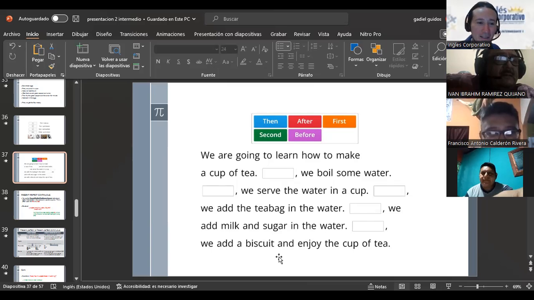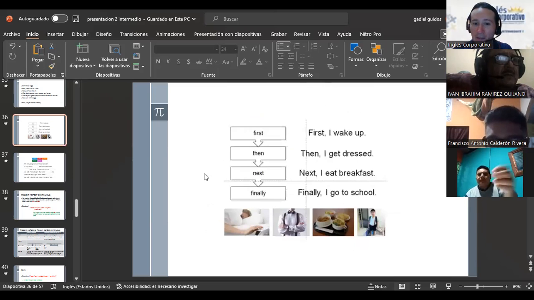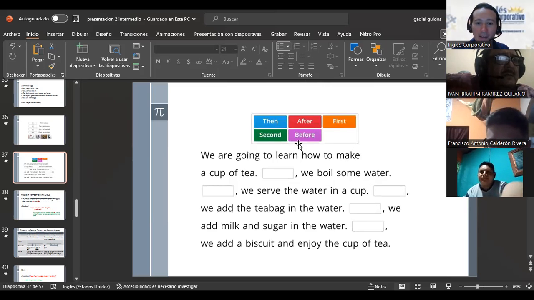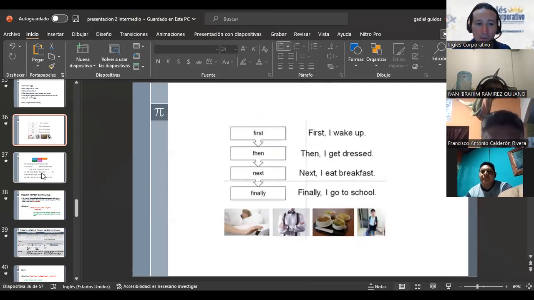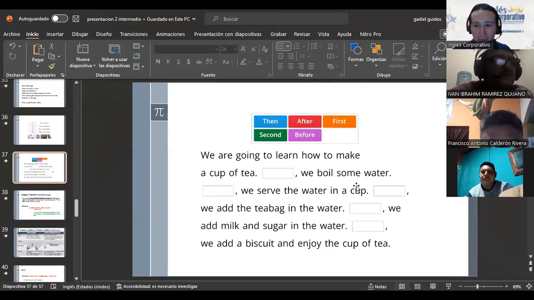Very good job. Aquí tenemos que ir haciendo este sentido, ¿verdad? Como les digo, los sequence adverbs that I showed you before, those are just examples because we have different options, okay? It can be second, it can be before, it can be after, first. Those are options as well, okay? Not only the ones that I showed you, but we also have more options here. Okay. Vamos a ver.